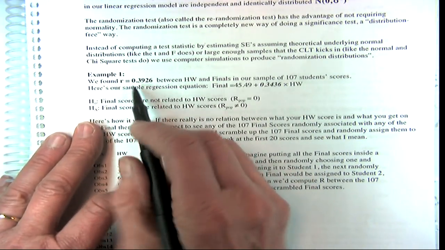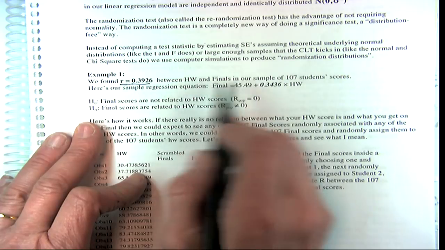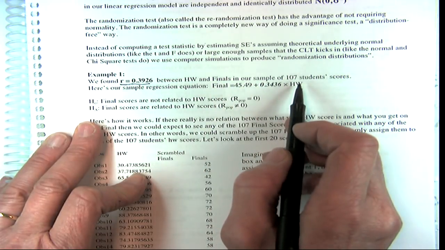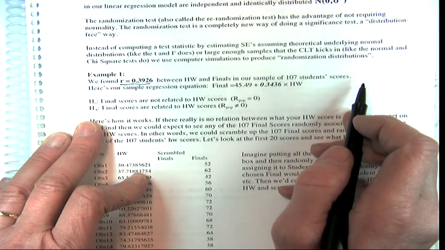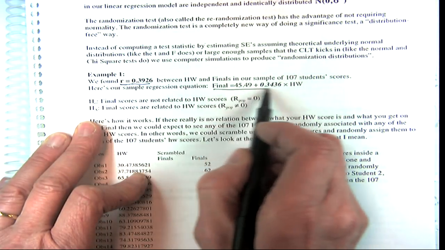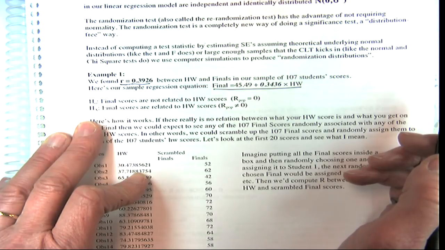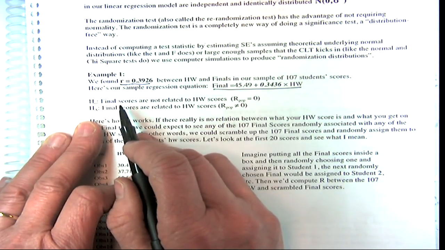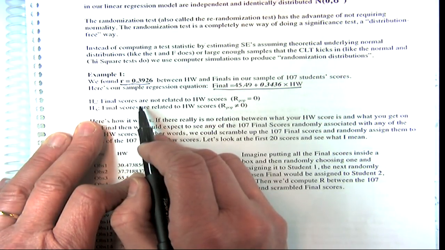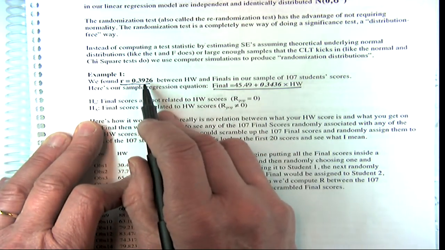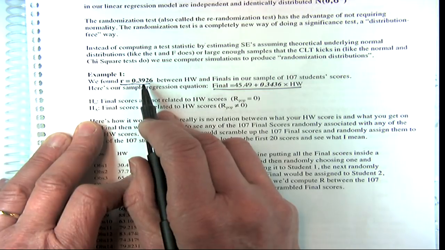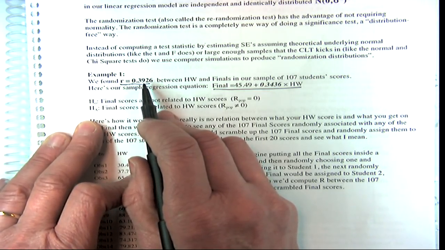So we found this correlation between homework and finals in our sample of 107 student scores. We did this a while ago. We got this regression equation. And our null hypothesis is that the final scores are not related to the homework scores. That in the population, we see this correlation, but in the population, it's zero. We just happen to see this by the luck of the draw.